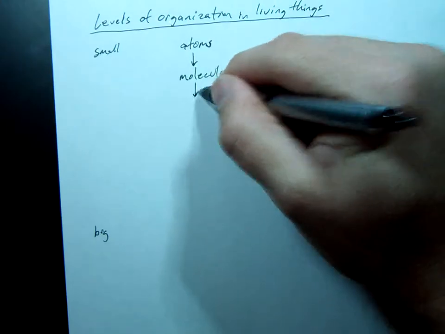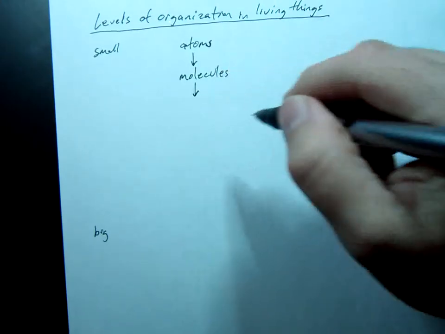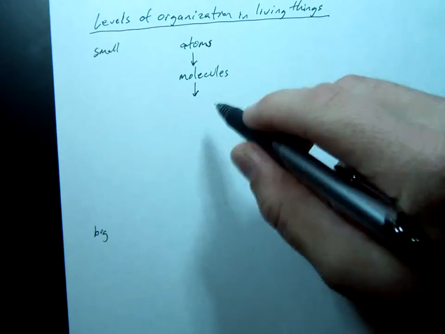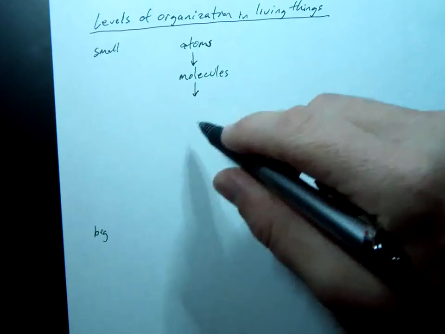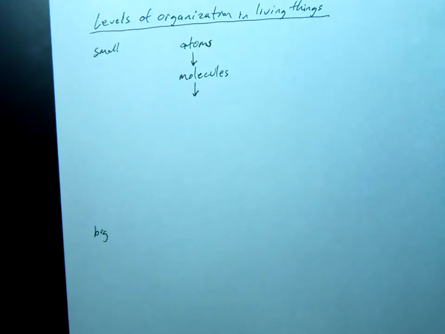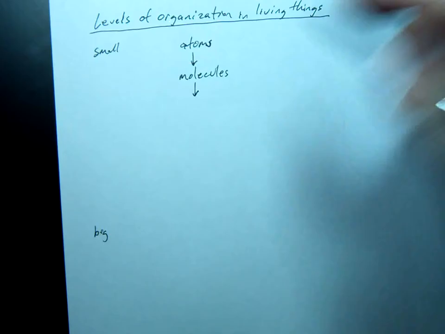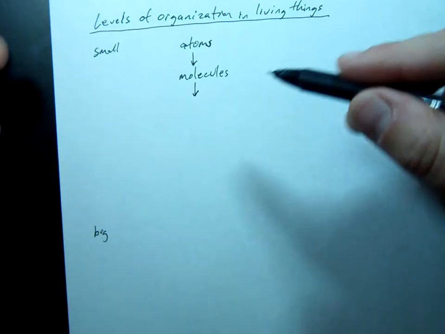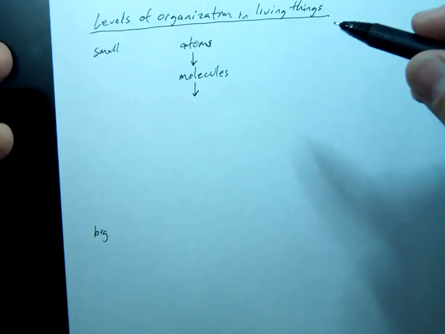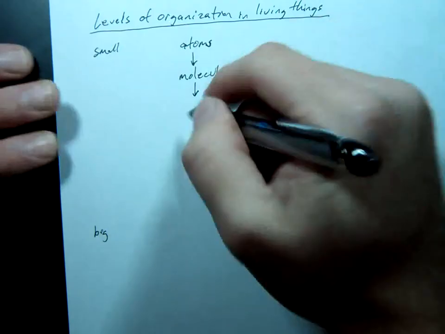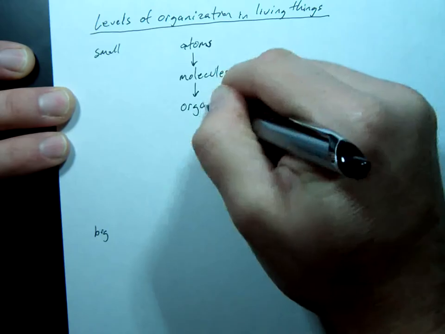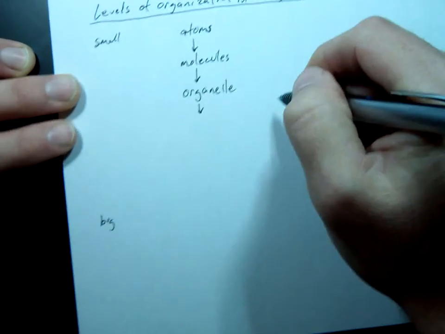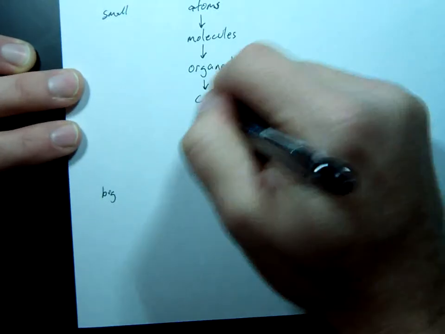Now, here's a step that a lot of textbooks skip. In fact, I saw one that it looks like I skipped. Some go from molecules to macromolecules, believe they deserve their own level because they're enormous. And maybe they do, but for this purpose, I'm skipping them. This level here is the tiny organs in the cell. I like to call them organelles. And organelles come together to make cells.